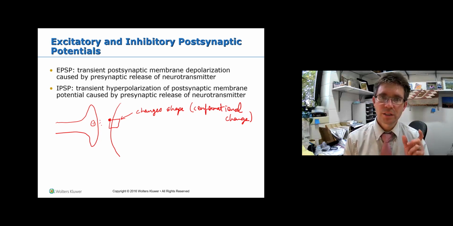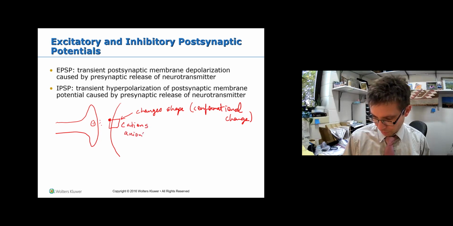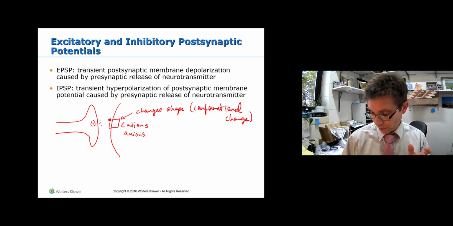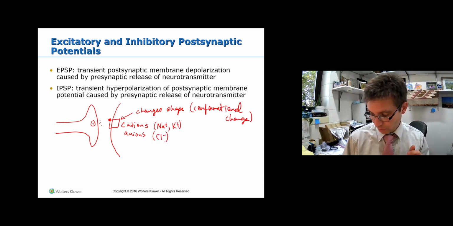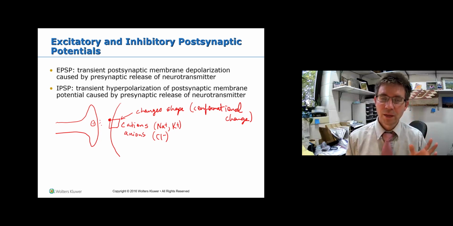Now there are different types of ionotropic receptors. Some are permeable to cations, and some are permeable to anions. And as you can imagine, if you're permeable to cations, you're going to let sodium and potassium through. And if you're permeable to anions, you're going to let chloride through. Now you might be asking, what about calcium? There are calcium channels too, but the main ones that we'll focus on in this class are sodium-potassium channels and chloride channels.